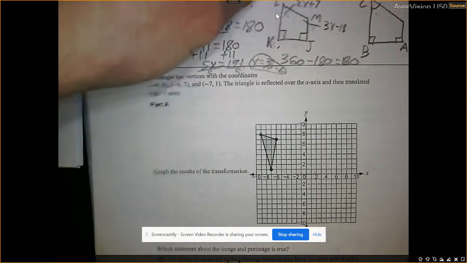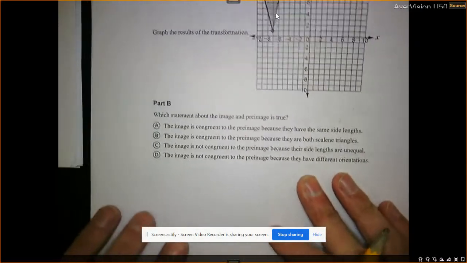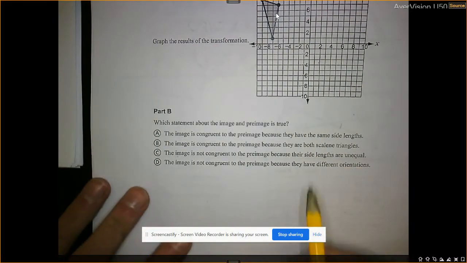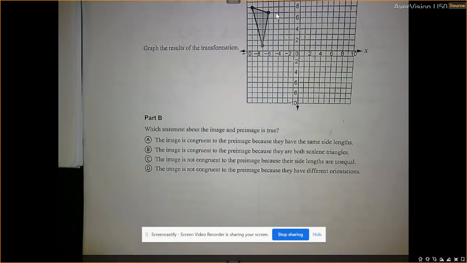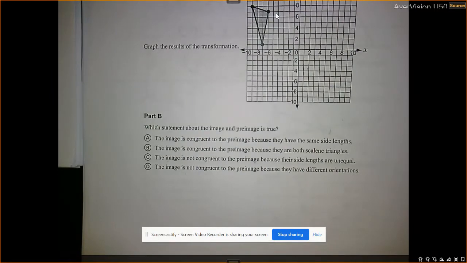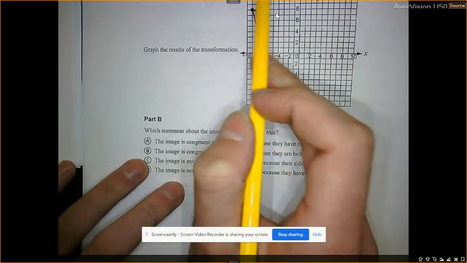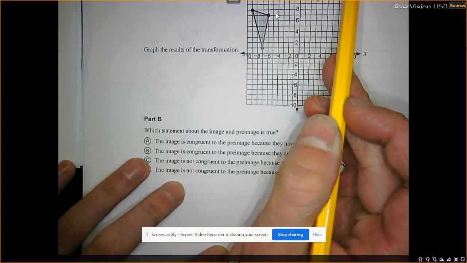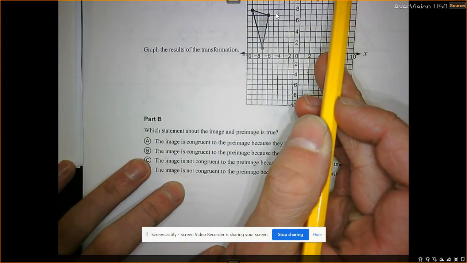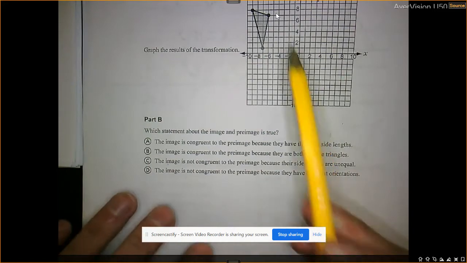Okay, last one here. Hopefully I don't get cut off. I don't know how much time I have. But a triangle has vertices with the following coordinates. It is graphed, and now it's going to be reflected over the x-axis. All right, and then after that, it's translated.